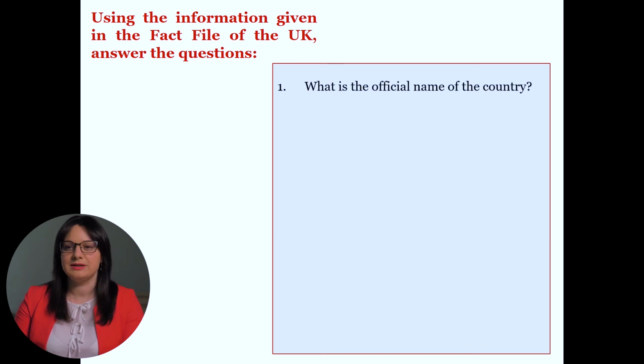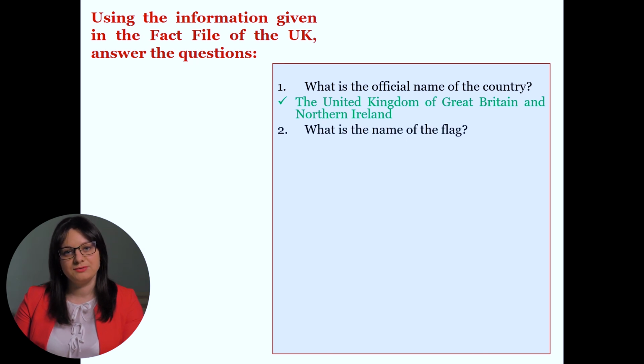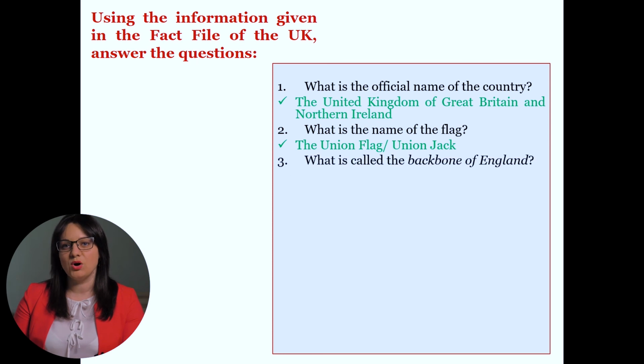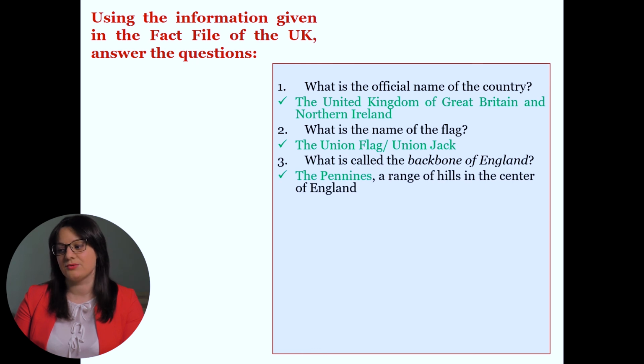What is the official name of the country? The correct answer is the United Kingdom of Great Britain and Northern Ireland. What is the name of the flag? The Union flag or Union Jack. What is called the backbone of England? The Pennines, a range of hills in the center of England.